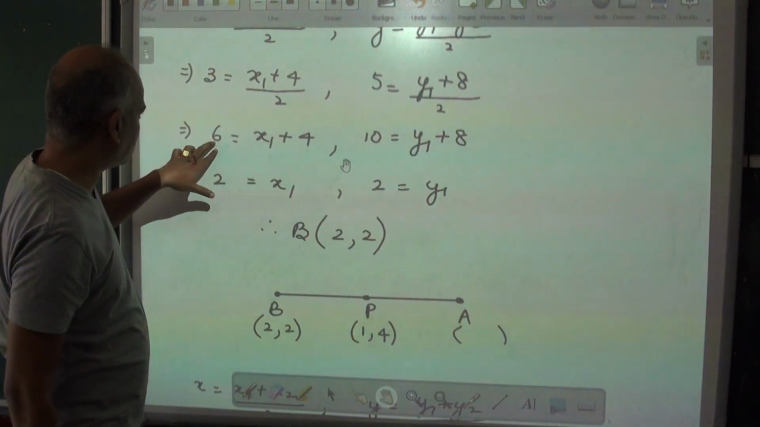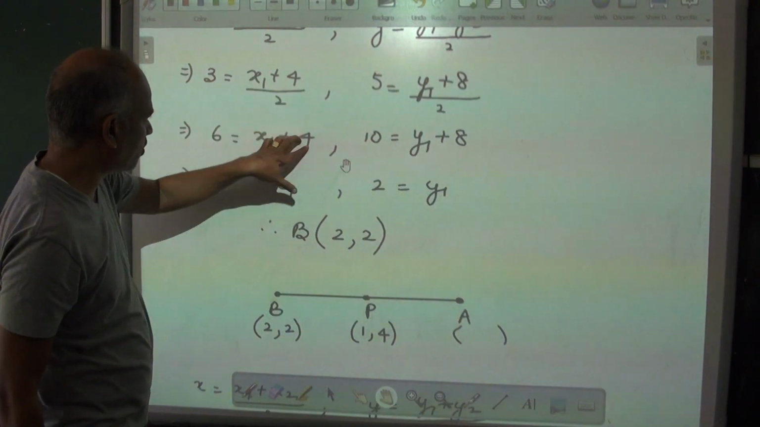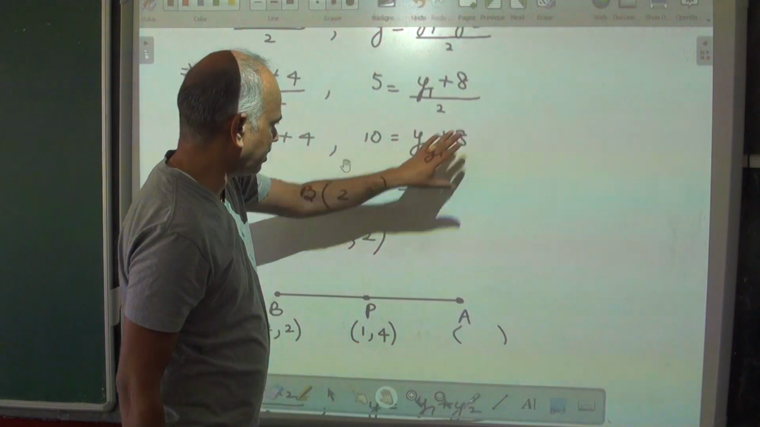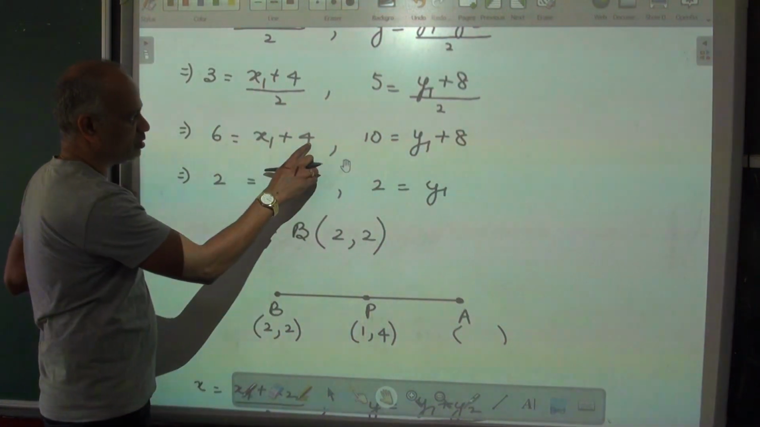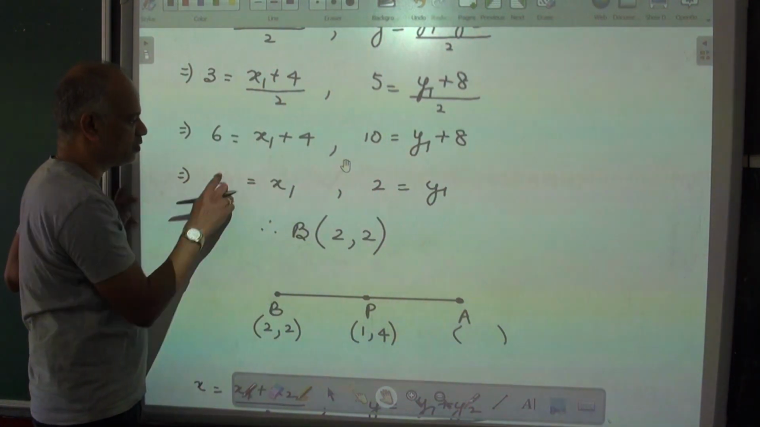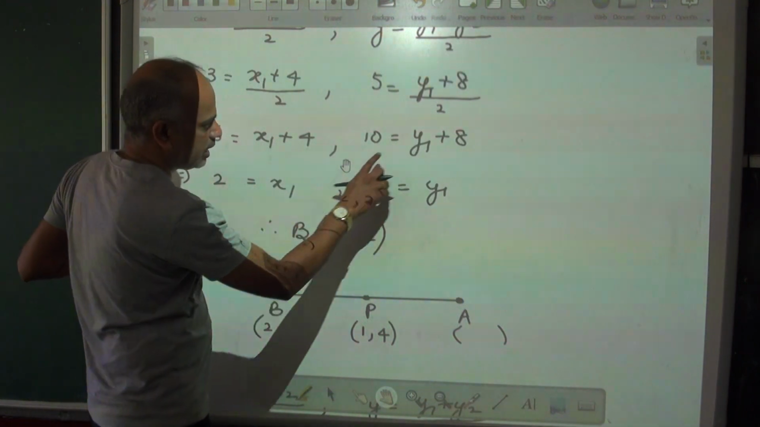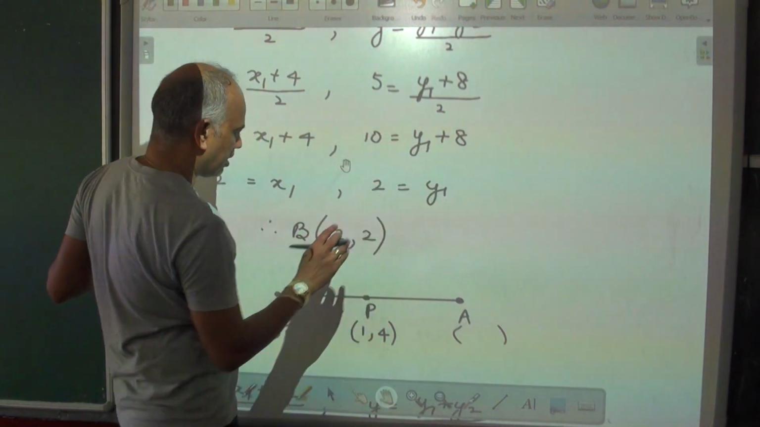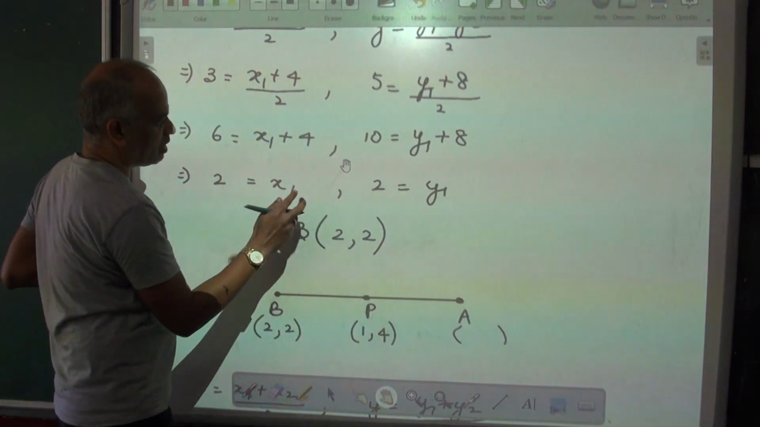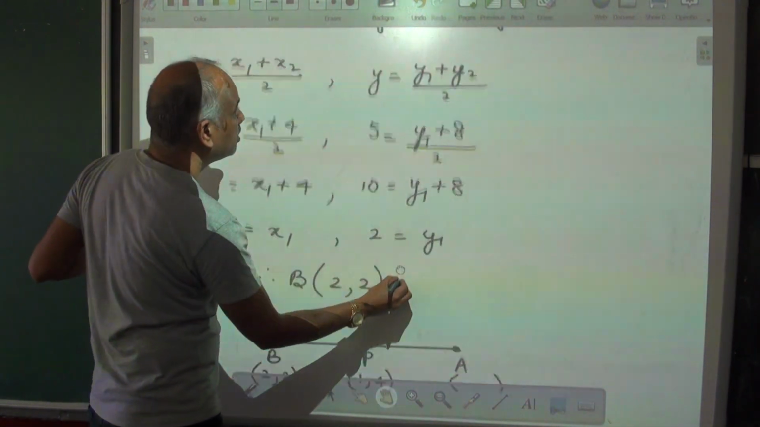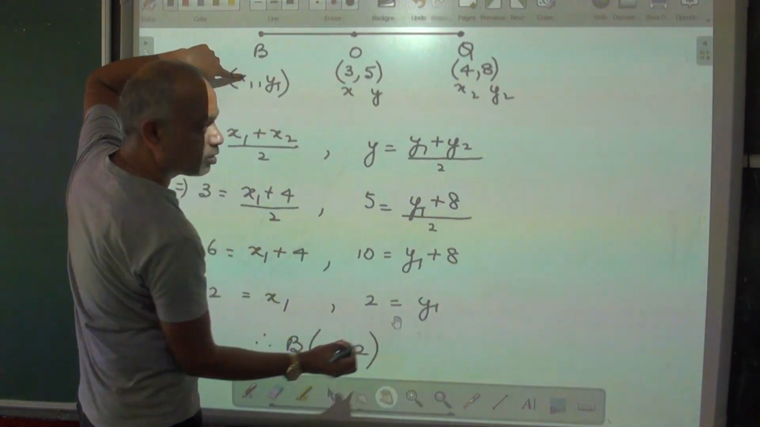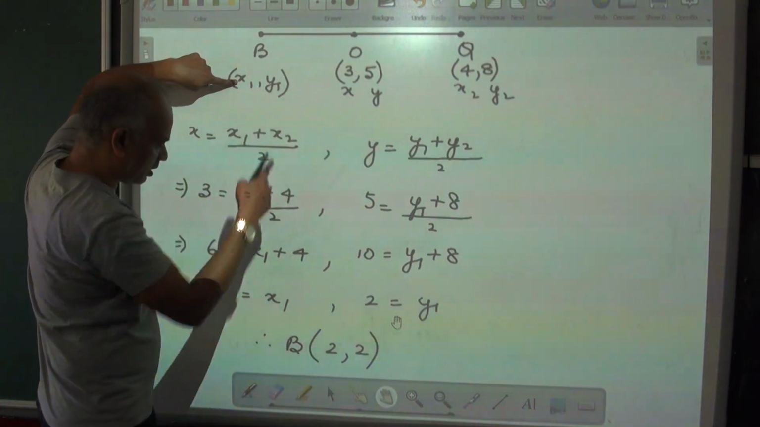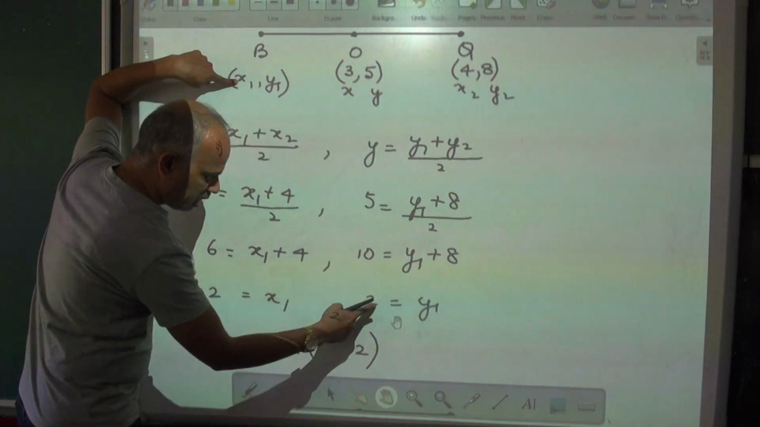Multiply the 2 here, that 6 is equal to x1 plus 4, and that becomes 10 is equal to y1 plus 8. x1 is equal to, take the 4 that side, 6 minus 4 that gives you 2, and take the 8 this side, 10 minus 8 that gives you 2 is equal to y1. So these were the coordinates of this unknown point B. B's coordinates are x1, y1, x1 is 2, y1 is 2.